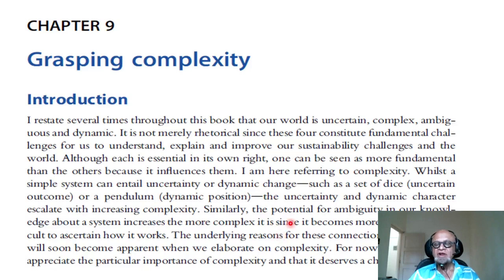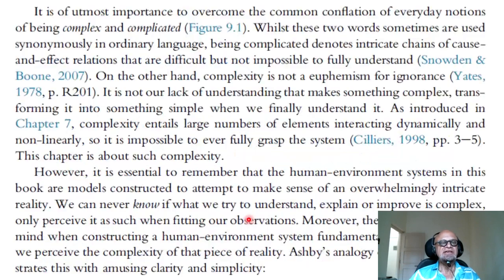Similarly, the potential for ambiguity in our knowledge about a system increases the more complex it is, since it becomes more and more difficult to ascertain how it works. The underlying reasons for these connections to complexity will soon become apparent when we elaborate on complexity. For now, it's enough to appreciate the particular importance of complexity and that it deserves a chapter of its own, and hence it's been added in the second edition.